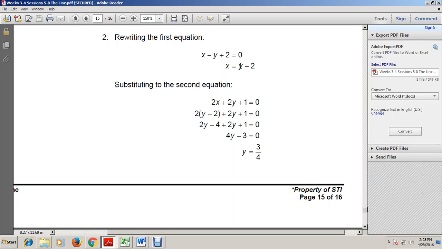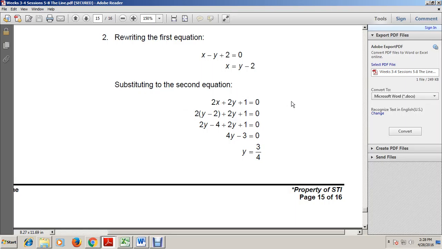Okay, let me correct that. What we have done here is that we represented x in terms of y. Not y in terms of x, but x in terms of y. So x is equal to y minus 2. Okay, so the idea of substitution is that once we have represented x in terms of y, we are going to replace x in our second equation. So the position for x becomes y minus 2.